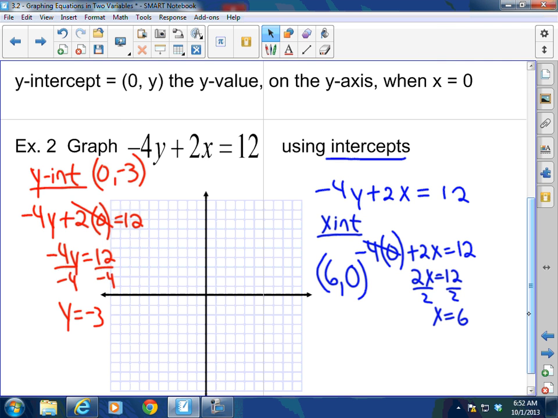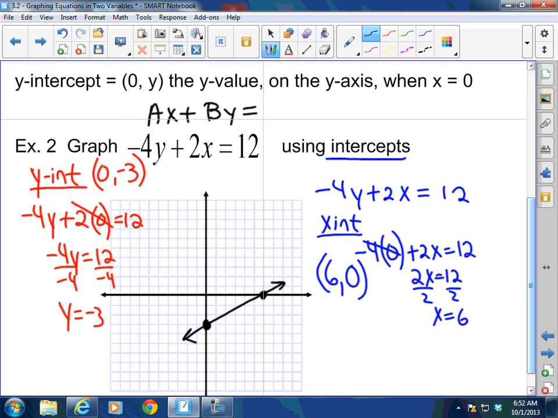And now, let's go ahead and plot these points and graph. So I have (0, negative 3), my y-intercept on the y-axis. And I have (6, 0). That's my x value on the x-axis when y is 0. Go ahead and connect the dots to the best of your ability, and you have just graphed this line using the intercept method. And you use the intercept method using the standard form of a linear equation, which again is ax plus by equals c. All right, so those are the two methods that we are going to practice today. Hope this is making sense.